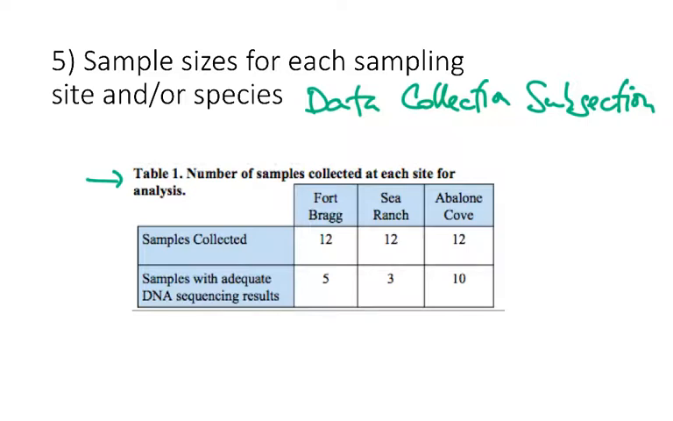So this is an example from the last time I taught this class. This group created a table. They had 3 different sampling sites, and they included the number of samples that they used for each one of those collecting sites. So make sure you're including the sample sizes in that data collection subsection.